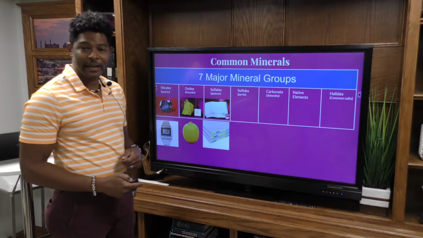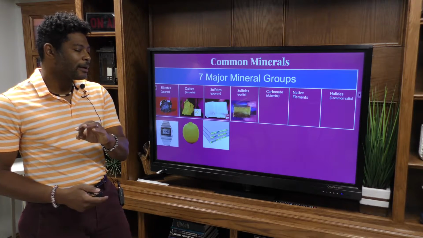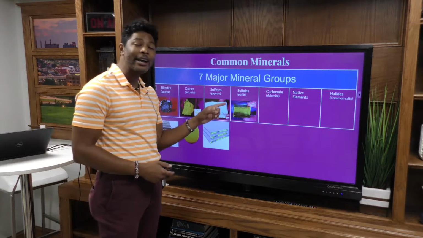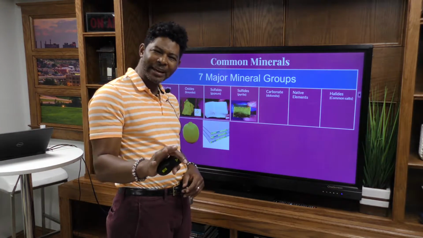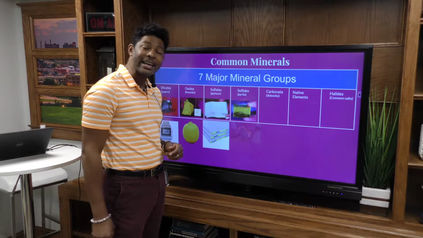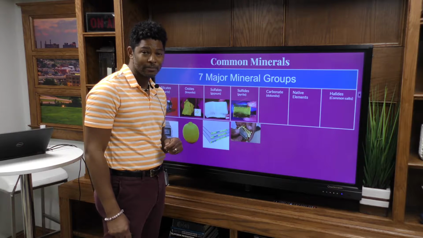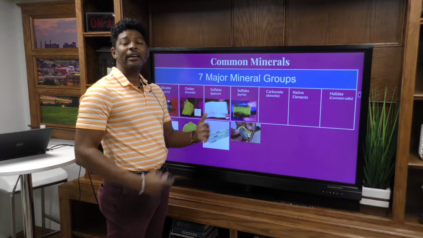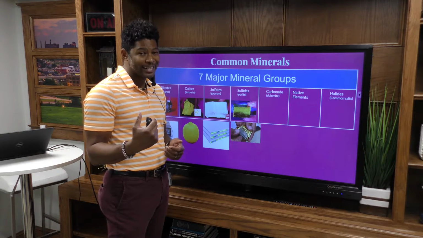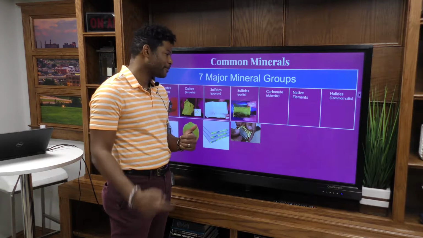Next, sulfides. One of the most well-known sulfides is pyrite. Now, you may not know pyrite by its scientific name, but you do know it by its common name, fool's gold. All right? So just make sure when you get that gold chain, especially from your boy, you know that it's gold and not pyrite.